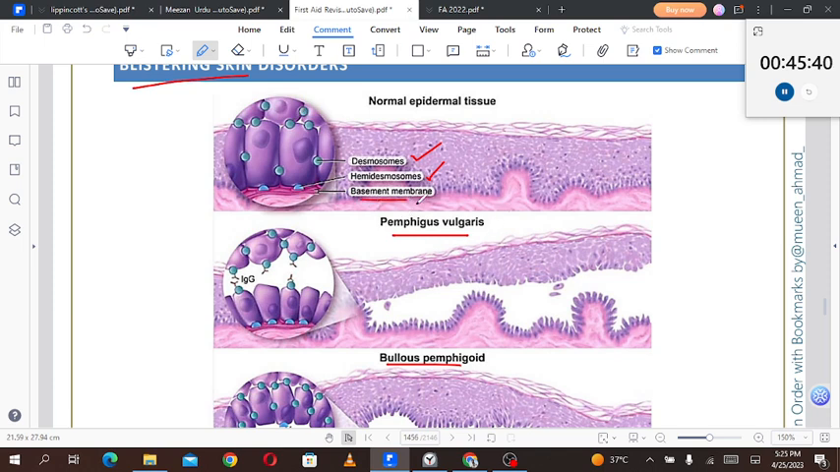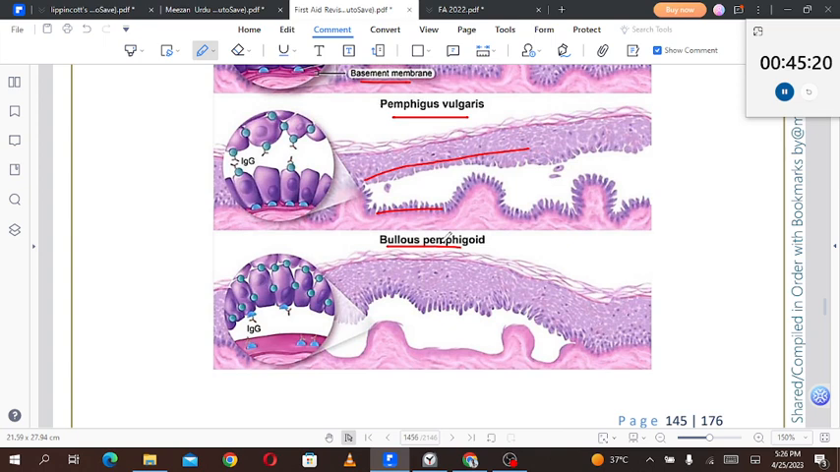Then we have the basement membrane. In pemphigus vulgaris, we have antibodies directed against the desmosomes, so they will pull the stratum spinosum upwards and detach it from the stratum basale. So there will be fluid accumulation between these two layers, stratum spinosum above and stratum basale below. That is pemphigus vulgaris.